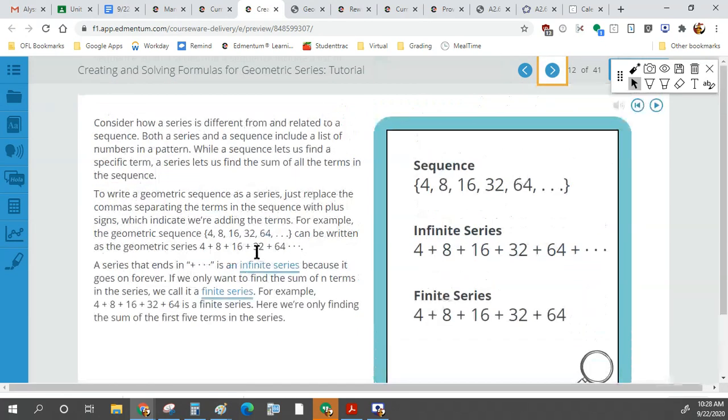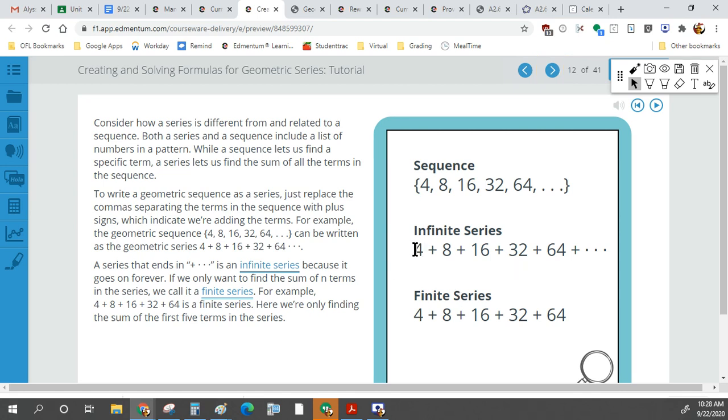All right, so our next one. So again, sequence. A sequence goes on forever. An infinite series. So I talked about infinite series. We just keep adding them all together. Infinite means we don't stop adding. We keep going on forever.